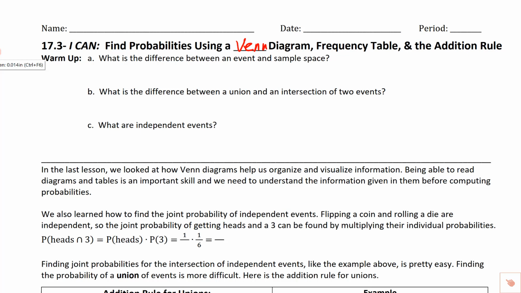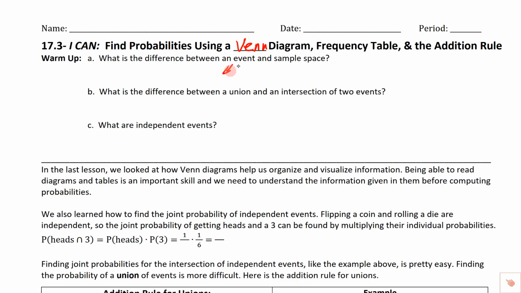So what's the difference between an event and a sample space? Can somebody raise their hand and tell us what the difference is between an event and a sample space? Yeah. Doesn't the event happen inside the sample space? It does. The event has to be inside the sample space. Anybody else want to try, Luke? An event is one specific thing, and the sample space is the collection of all of the things.